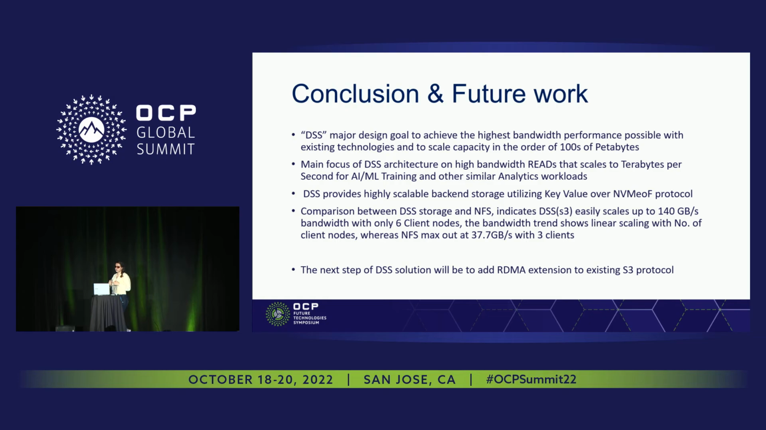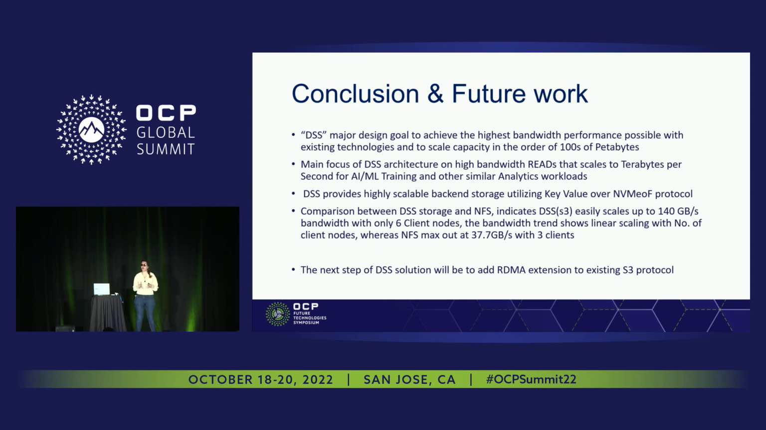So in conclusion, the major design goal of DSS is to achieve the highest bandwidth for the existing technology and scale to hundreds of petabytes. The main focus is mostly on reads and on those applications which are more bandwidth intensive, like all the AI and ML. And so we are utilizing key value over NVMe over Fabric. In comparison with NFS, we would see that we get to 140 gigabytes and we are not maxing out, but NFS maxes out at 3 clients at 37.7 gigabytes.